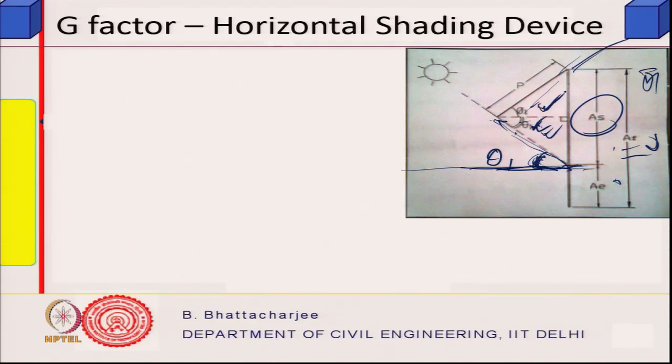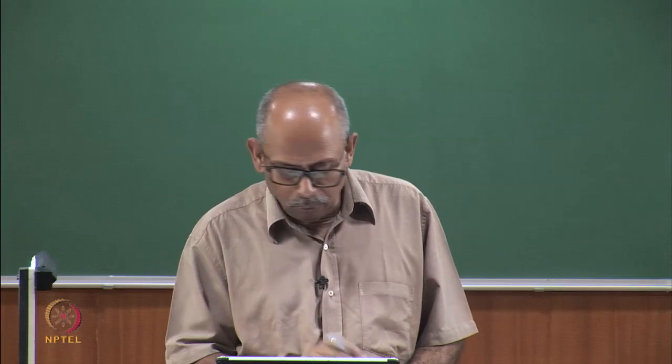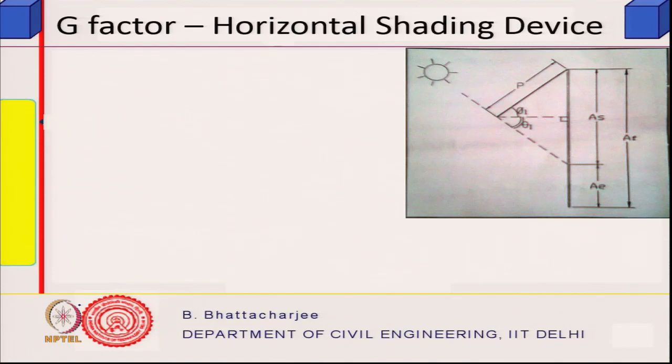This is phi 1, I am calling it phi 1. So, phi 1 is the angle the shading device makes with the horizontal plane. So, this is the horizontal plane. Phi 1 is this angle and theta 1 is same as theta, this angle. I want to find out this ratio of AS by AT at any time. Now altitude angle of the sun will be known at any time, azimuth angle of the sun will be known at any time. So I should be able to find out, right? Conceptually, is it clear what I am talking about?